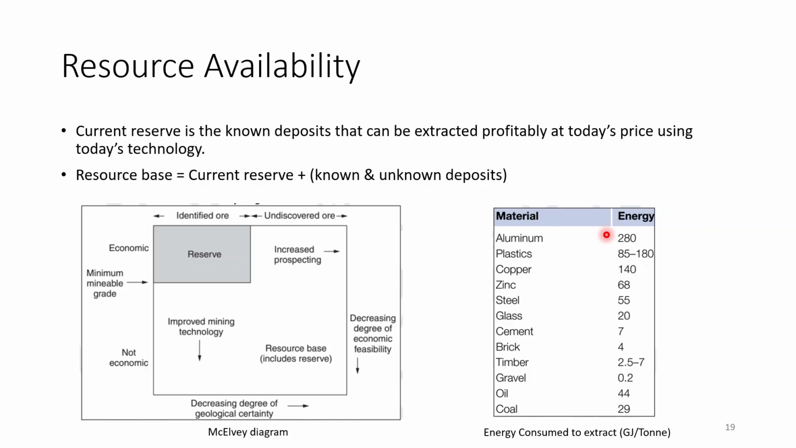And here this is the energy that is consumed to extract these metals. In case of aluminum, you do it by an electrochemical process, so it requires very high energy, around 280 gigajoule per ton, while in case of, for example, steel, it is less, because in this case you just melt the material, so it is around 55 or so. In case of plastics, you require 85 to 180 gigajoules, and least is for cement and bricks.